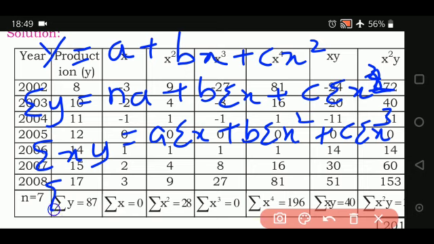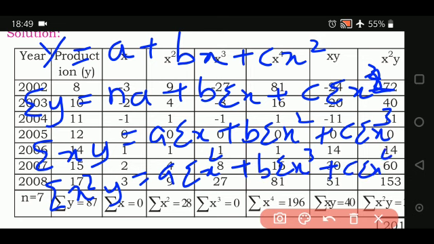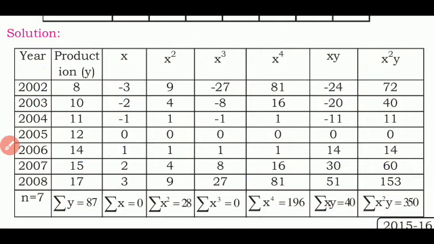Then the last equation is going to be summation x square y is equal to a summation x square plus b summation x cube plus c summation x to the power of 4. Now see, you have to make total of y, total of x, total of x square, xy, x cube, x to the power of 4, x square y. These are the columns you have to make, and that's the reason I wrote these normal equations to you all.